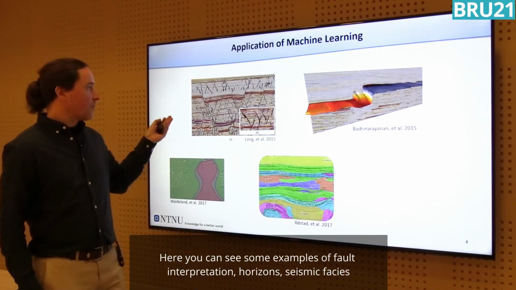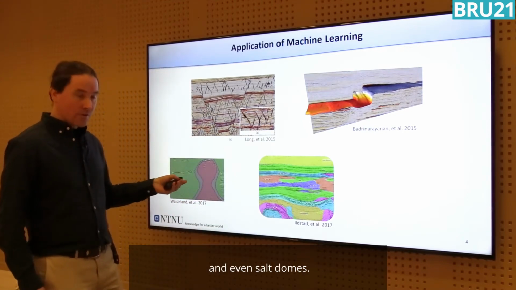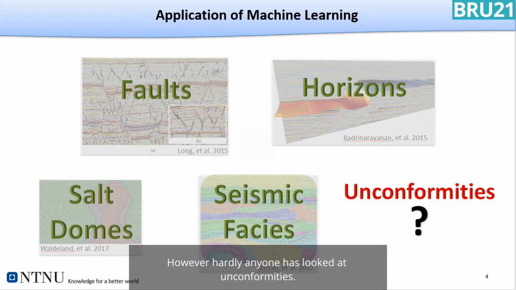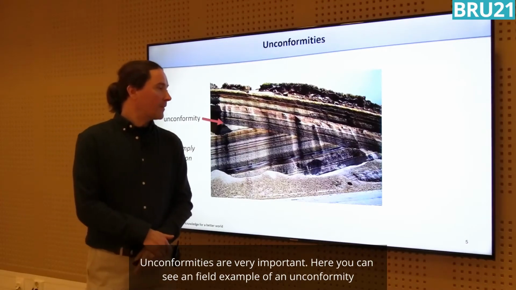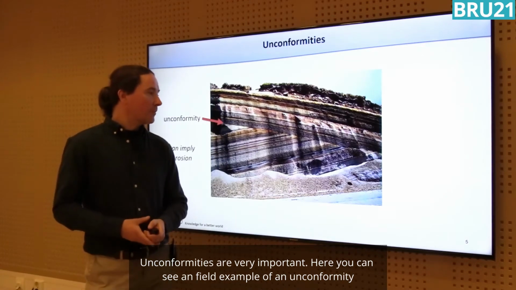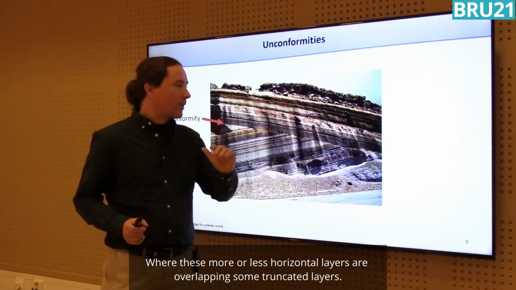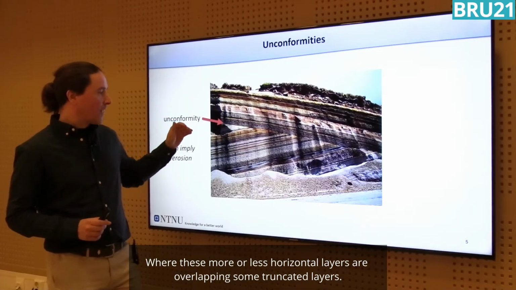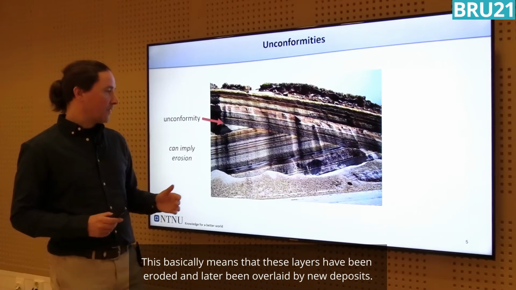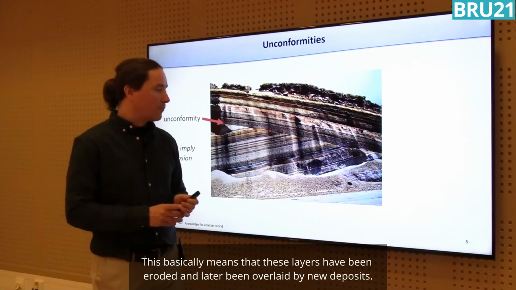Here you can see some examples of fault interpretation, horizons, seismic phases, and even salt domes. However, hardly anyone has looked at unconformities. Unconformities are very important. Here you see a field example of an unconformity where these horizontal, or more or less horizontal, layers are overlapping some truncated layers. Basically it means that these layers have been eroded and later been overlain by new deposits.